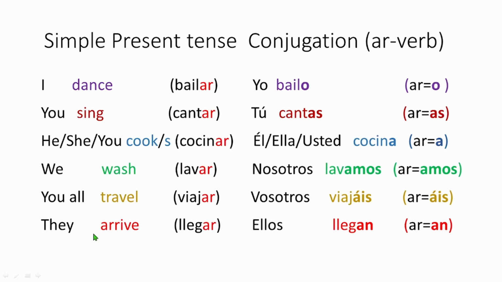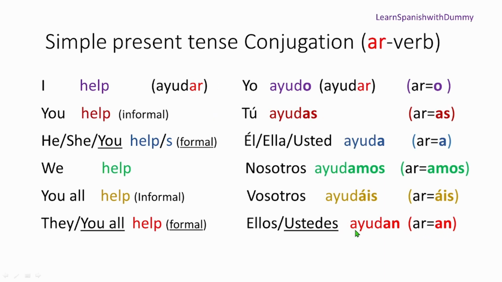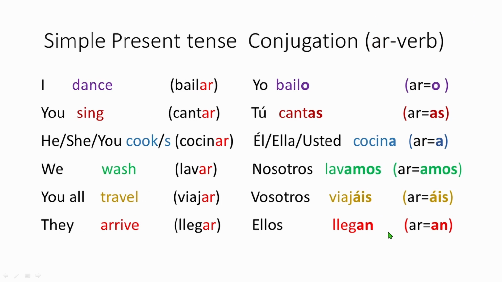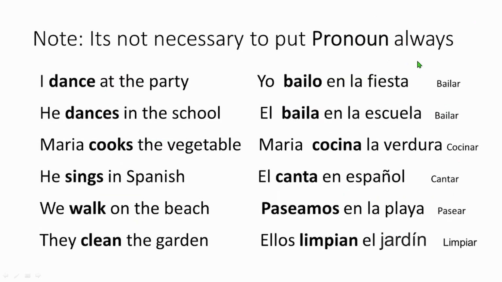And the last, they arrive. Llegar is the verb to arrive. So ellos llegan. Ellos llegan, and you know what we replaced, right? AR with AN, and we go back. Same thing. They help. Ellos ayudan. AR is replaced with AN. So that's it. I hope you got the concept. Now let's go forward and see some sentences. Let's bring it to action.